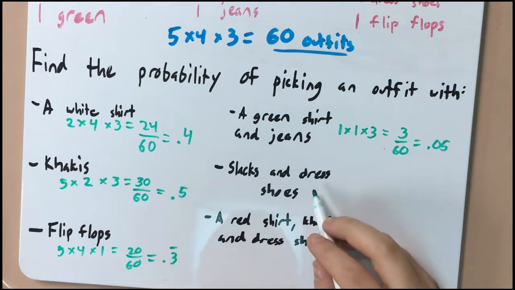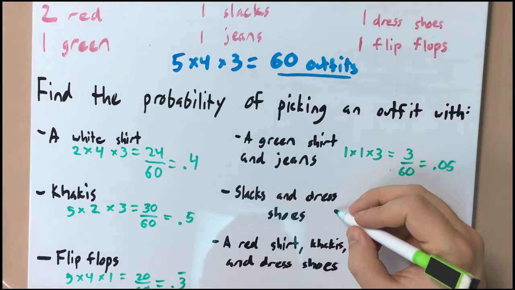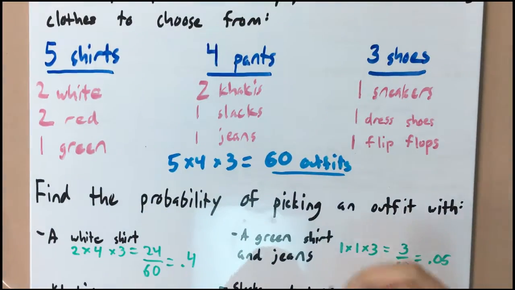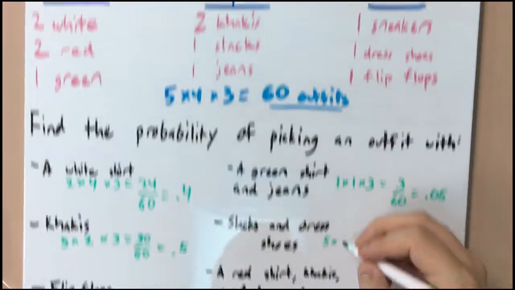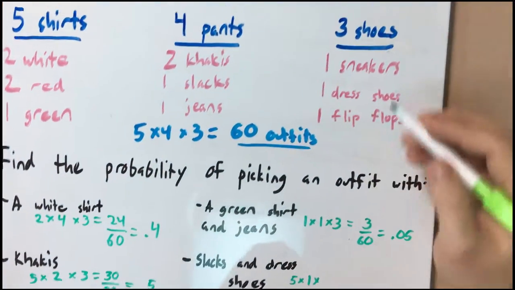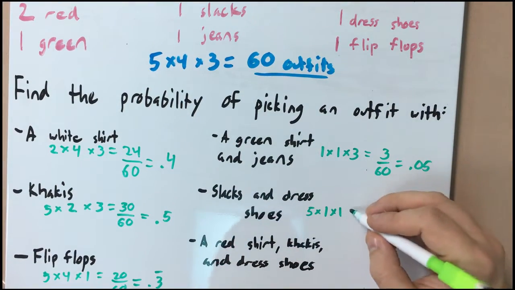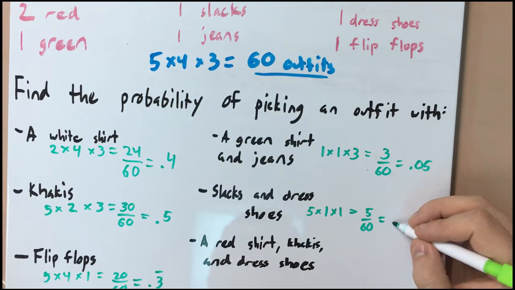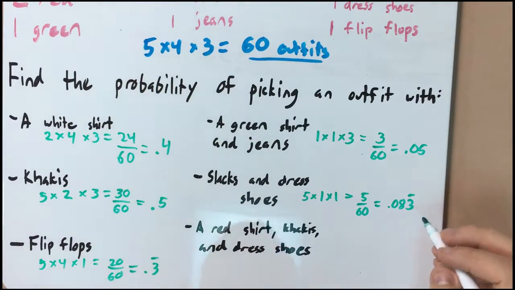Next example, picking slacks and picking dress shoes. There were no restrictions on shirts, so when I start the things that I'm multiplying, I have 5 choices for a shirt. I come to my pants, and there's only 1 pair of slacks, which means that I'm going to multiply 5 times 1. And then I'm looking for dress shoes underneath my shoes, and there's just 1 pair of those. So that's 5 times 1 times 1, which is 5 out of 60, which is 0.08 and then 3 repeating.